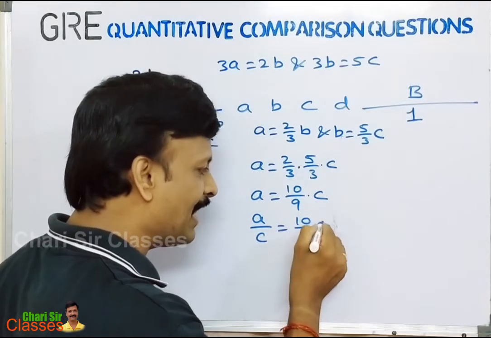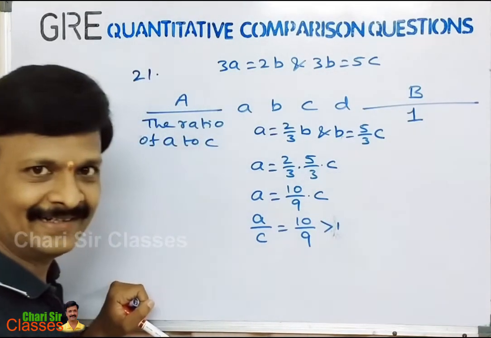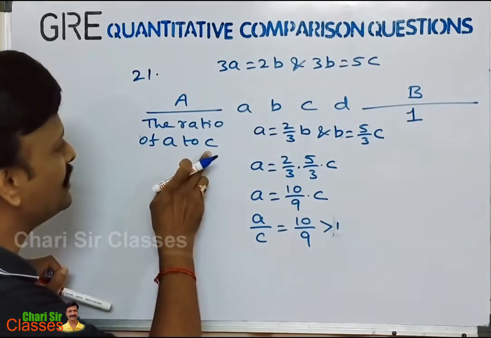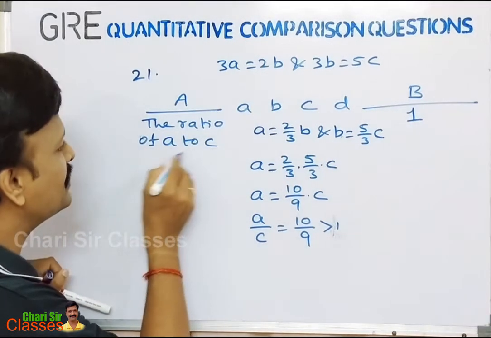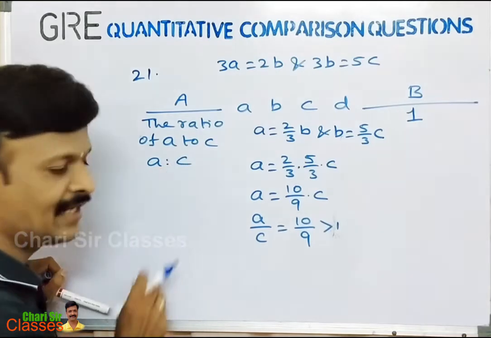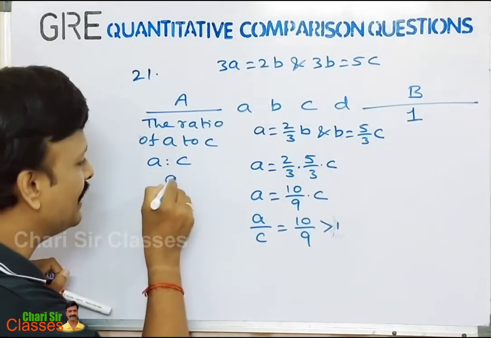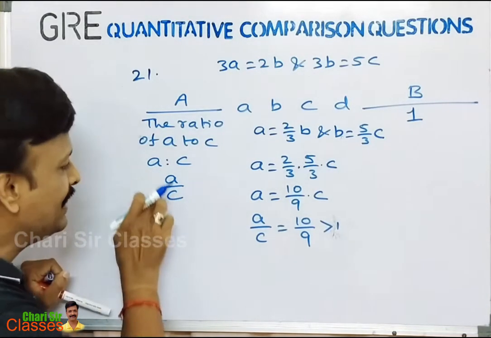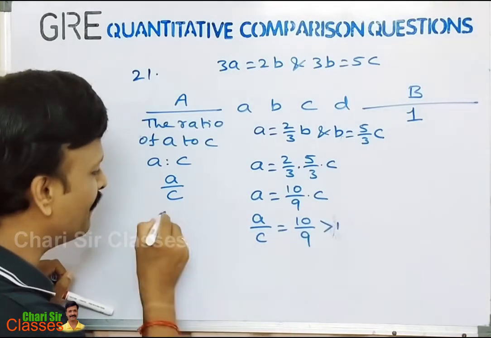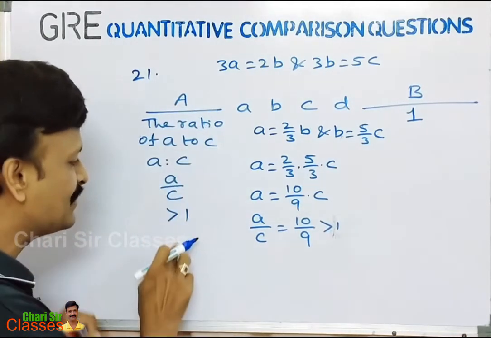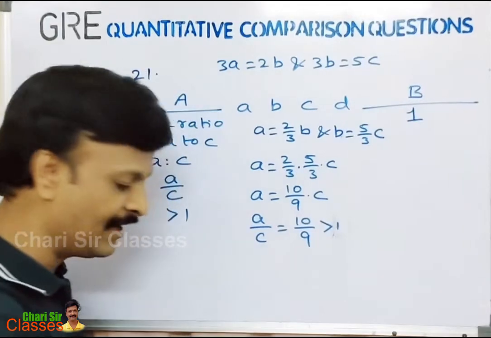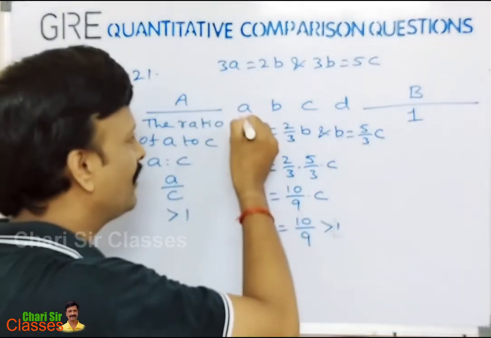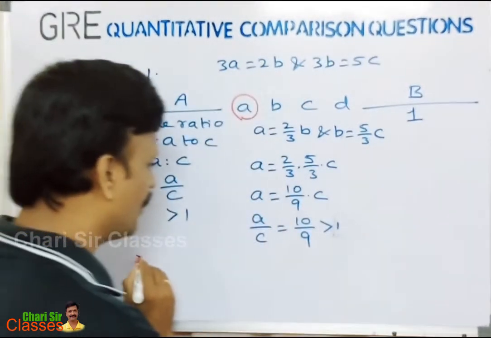This 10 by 9 is greater than 1. The ratio of A to C, that is A is to C, is required. A is to C is nothing but A by C, and this A by C value is more than 1. Now quantity A is more than 1, quantity B is exactly 1. We can say that quantity A is greater, therefore our answer is A.